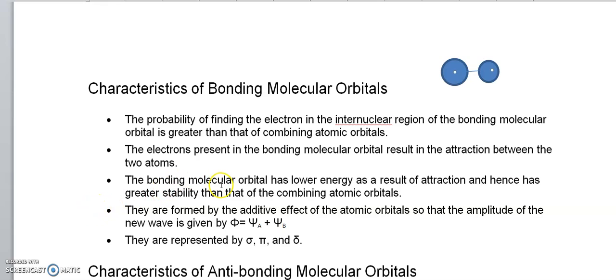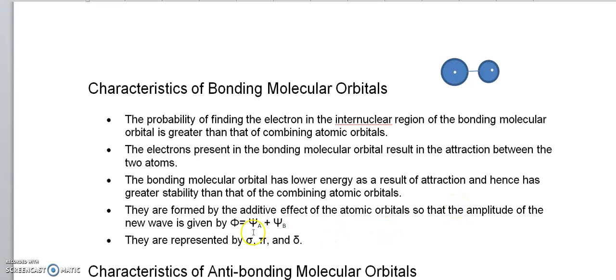Then the bonding molecular orbital has lower energy compared to the atomic orbitals from which it is formed. That is, if 1s and 1s combine to give sigma 1s, the sigma 1s has less energy compared to the 1s and 1s atomic orbitals. Why? Because due to the attraction between them, the stability will be more, and they are formed by the additive effect of the atomic orbitals. That is the additive effect of the amplitude.